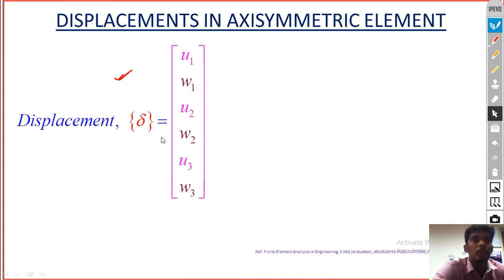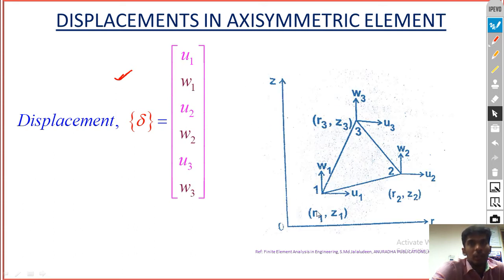Now if you find the nodal displacement vector, in every two-dimensional case the basic element is the three-nodal triangular element. So node number 1, node 2, node 3. Here I am giving a small explanation. At node number 1 we are having two displacements, along the r direction and along the z direction.